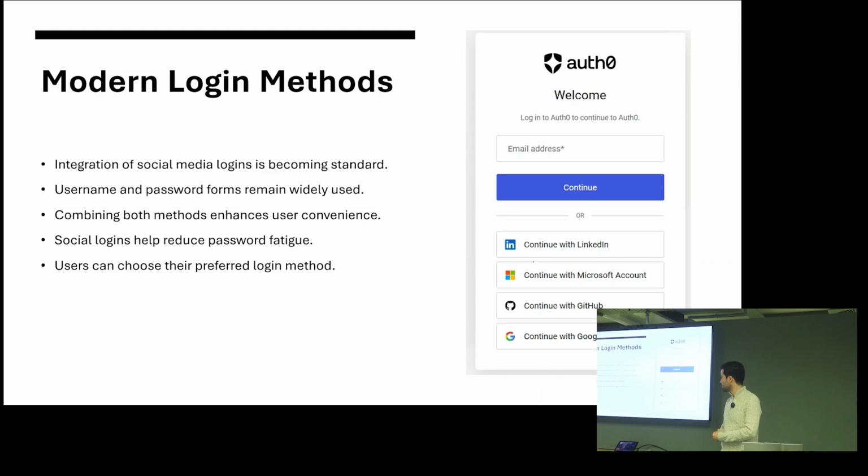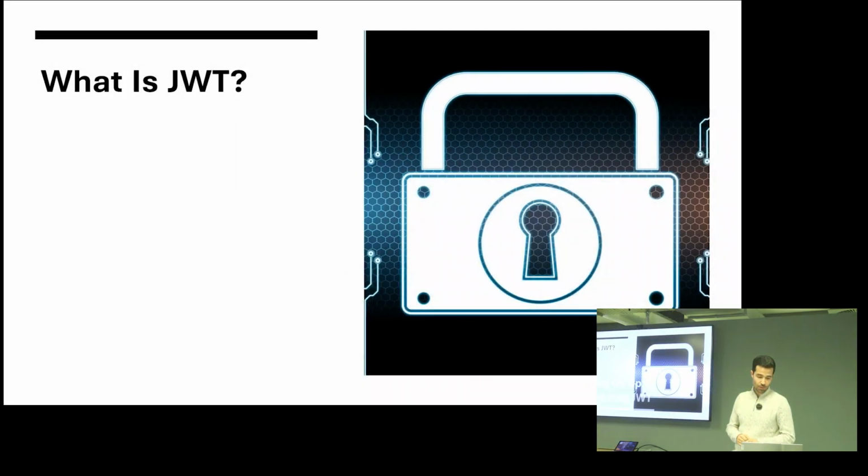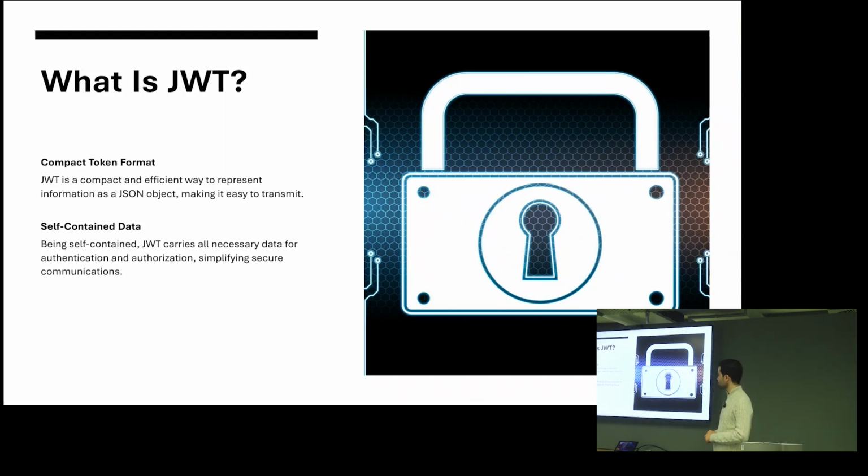But how can we really implement this within our application? What is behind the scenes of this authentication and authorization process? It is JWT, which I'm going to talk about today. The first step is to have a better understanding of JWT. What is JWT? JWT is a compact, JSON format token, which is self-contained data. By self-contained data, I mean that this token has all the information we need for authentication and authorization.